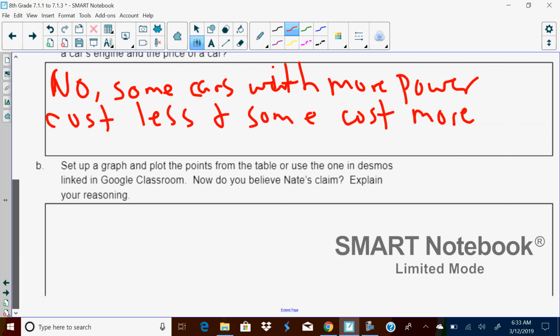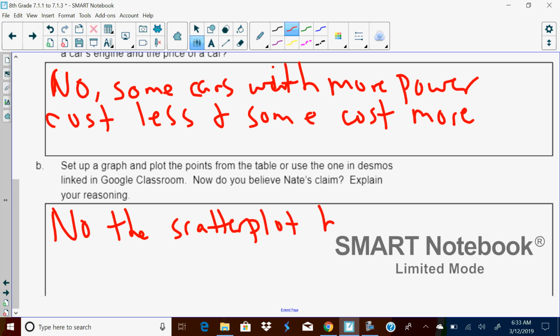Part B says, set up a graph and plot the points from the table. Use the one in Desmos, linked in Google Classroom. Now, do you believe Nate's claim? The answer is still no. The scatter plot had no association.